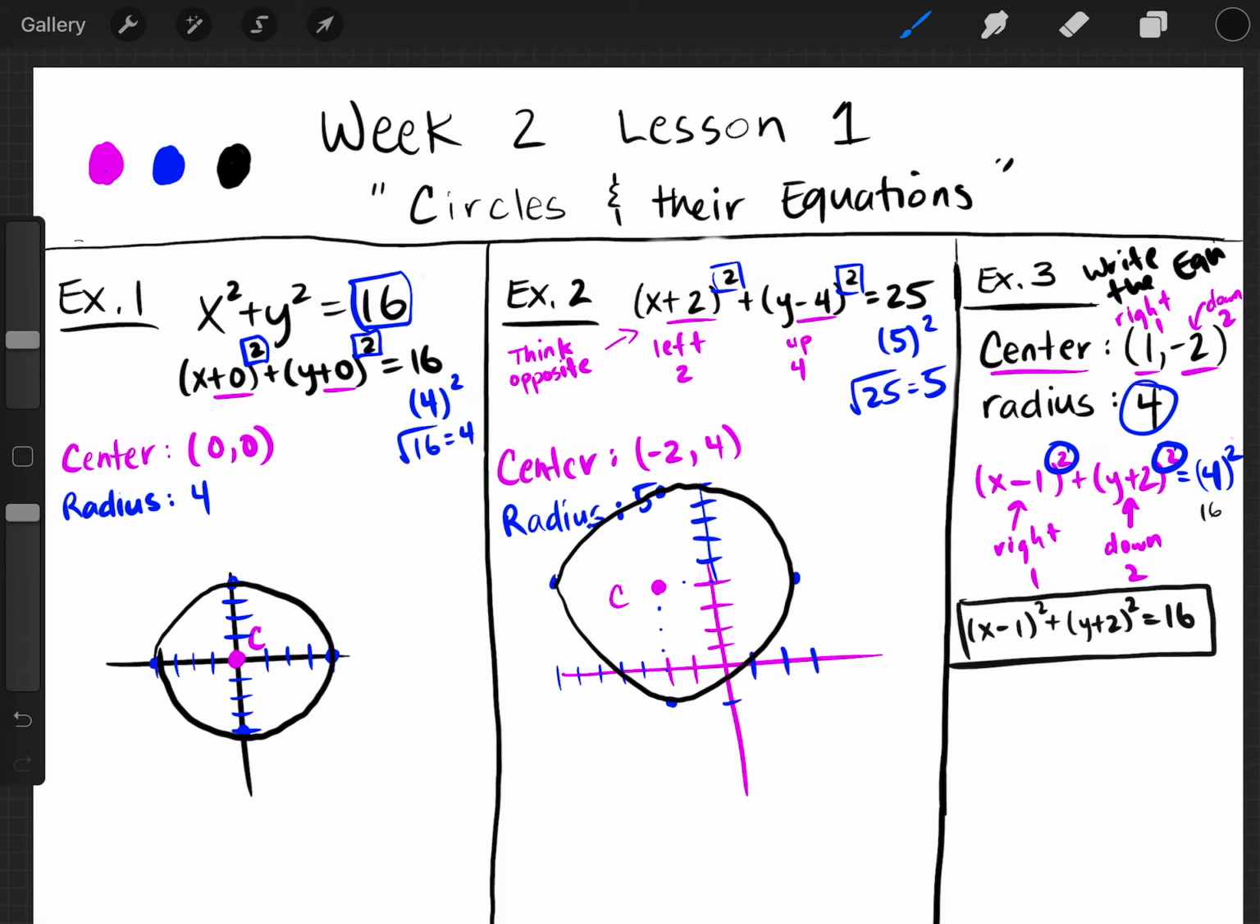That's everything that we're going to review there for that first lesson. Again, we graphed a couple of circles. We were able to find the radius and the center from the equations, and we could even go backwards like we did over here on this third example.